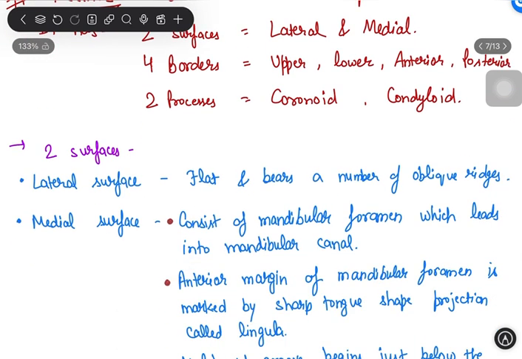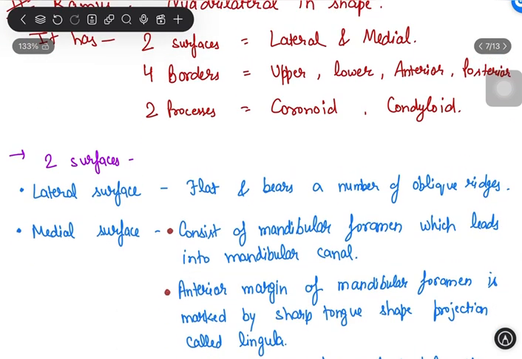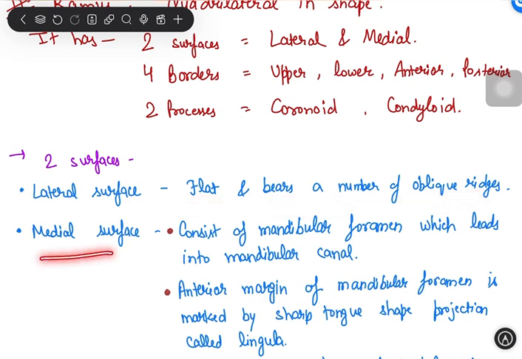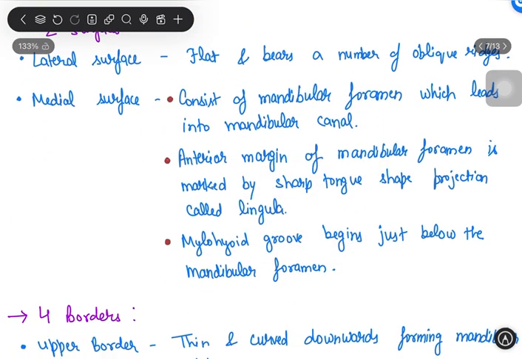Let's start with the surfaces. As I told you, two surfaces, lateral and medial. The lateral surface is flat and bears a number of oblique ridges, while the medial surface consists of the mandibular foramen, which leads into the mandibular canal, and the anterior margin of the mandibular foramen is marked by a sharp tongue-shaped projection. This sharp tongue-shaped projection is called the lingula.